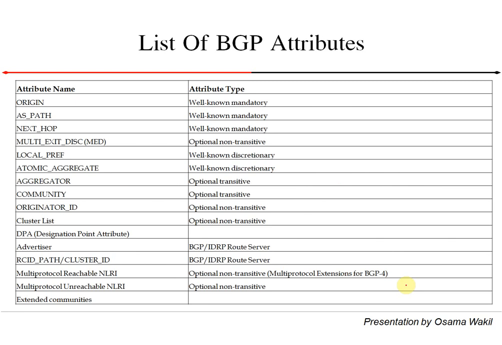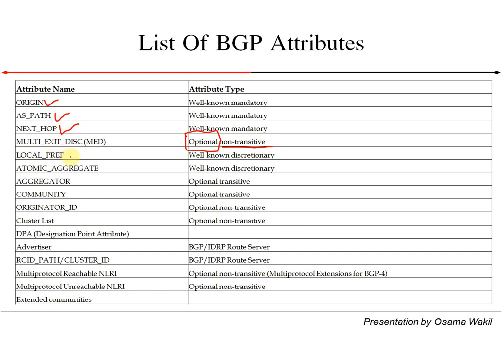So let's look into the list of BGP attributes. Here is a big list, and let's look at this: the origin, AS path, Nexthop. These are well-known mandatory, so these must be present in all the BGP updates. MED is optional non-transitive. This means it does not need to be known by all router implementations, as it is optional, and non-transitive means that once it's received by a router, it is not passed on.